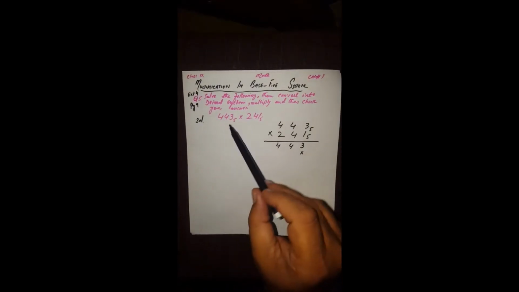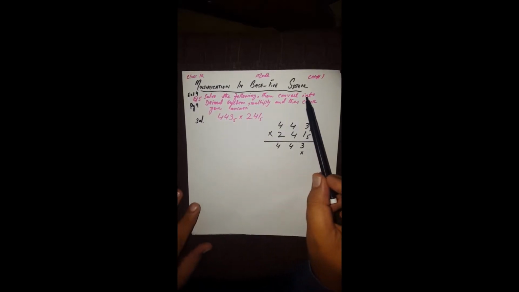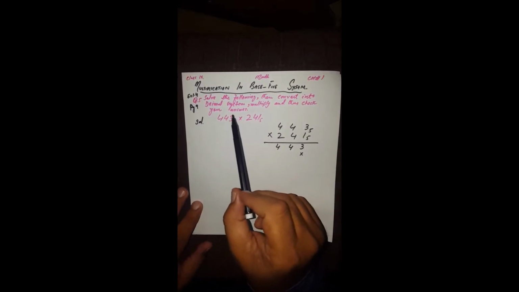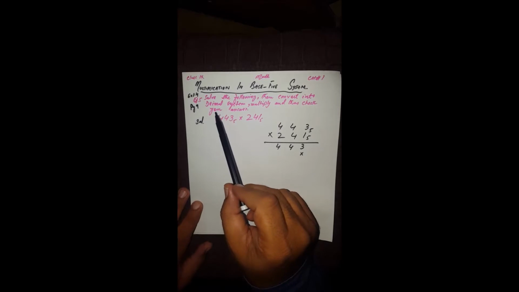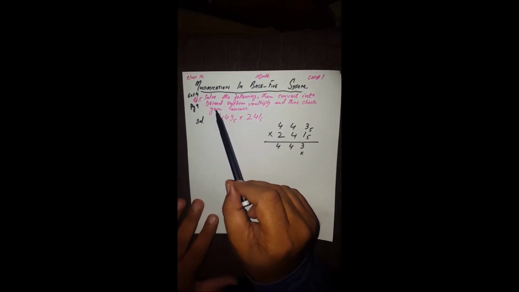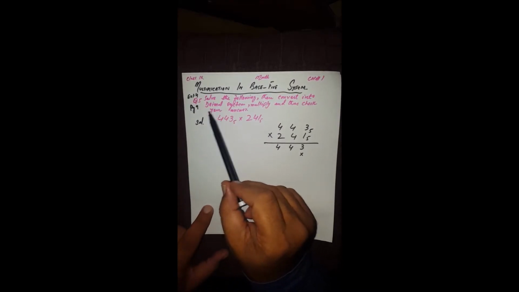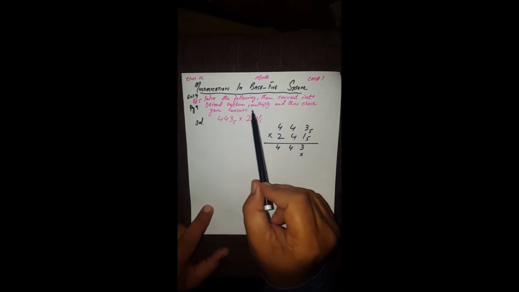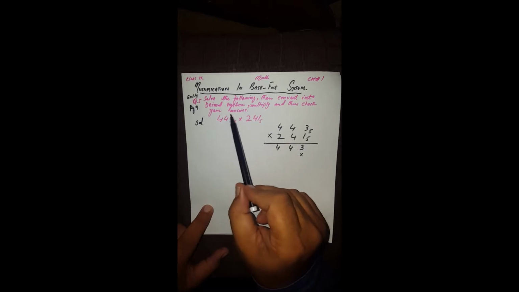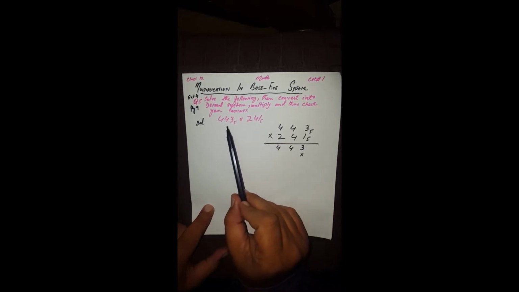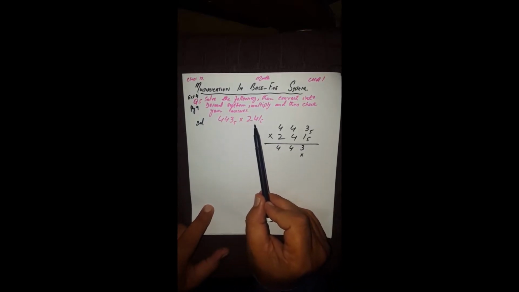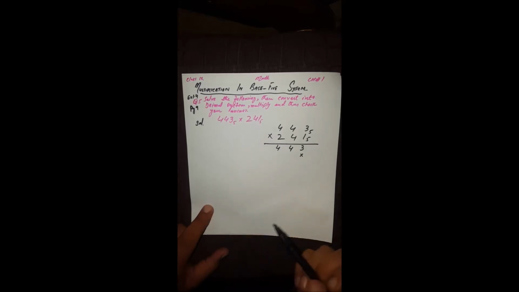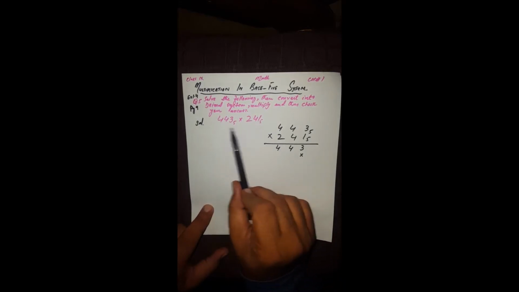Our next topic is multiplication in the base 5 system. We are taking a question from page number 9, exercise 1.4. Solve the following, then convert into the decimal system, multiply, and thus check your answer. The question is 443 multiplied by 241 in base 5. We have to multiply these two numbers in base 5.